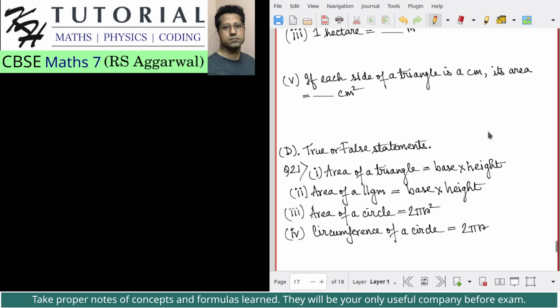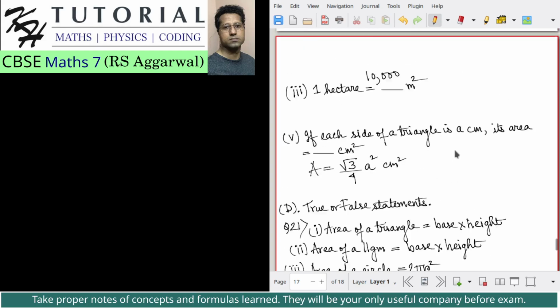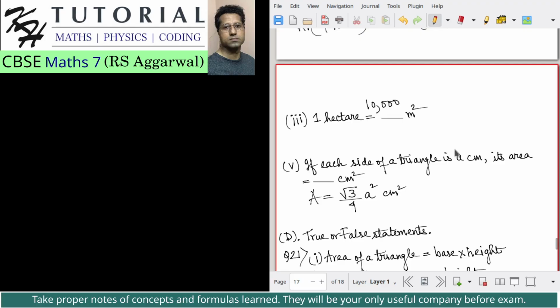Okay. If each side of a triangle is a centimeter, that is, it's an equilateral triangle having side length of a centimeter, its area is, we know that area for an equilateral triangle is square root of 3 by 4 multiplied by a square, where the length of each side of the triangle is a centimeter. So the area will be square root of 3 divided by 4 a square. So that was section C, fill in the blanks problems.